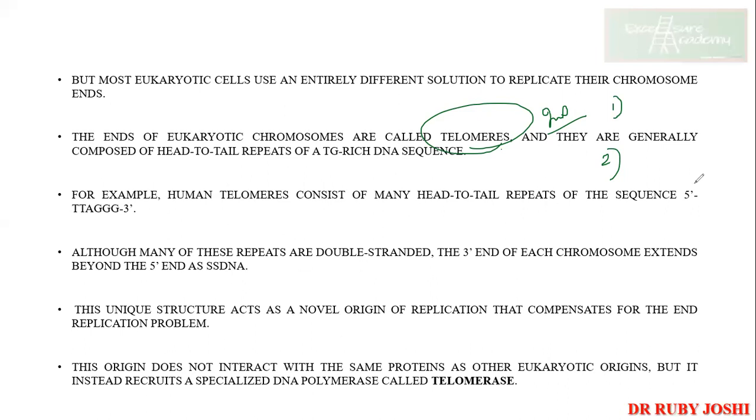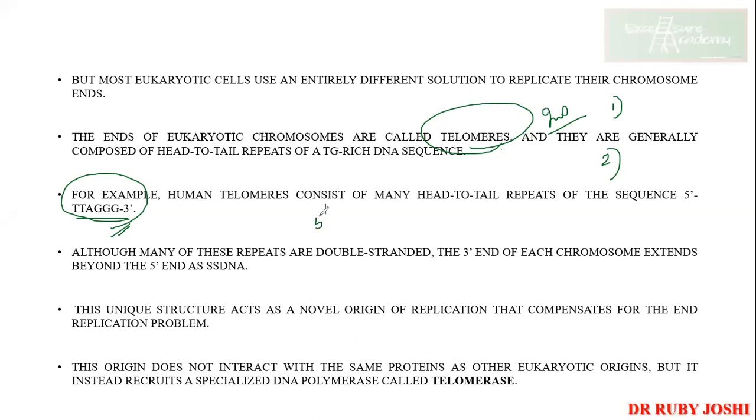For example, in the case of human telomeres, it mainly consists of a head-to-tail repeat of the sequence 5' TTAGGG. If possible, please remember the sequence, because once you remember it, how exactly telomerase functions becomes easy. It's nothing much, it's a small one. There are 6 nucleotides, TTAGGG, you just need to remember that.